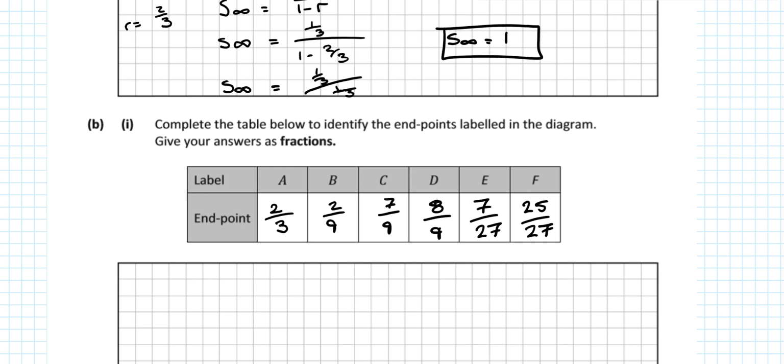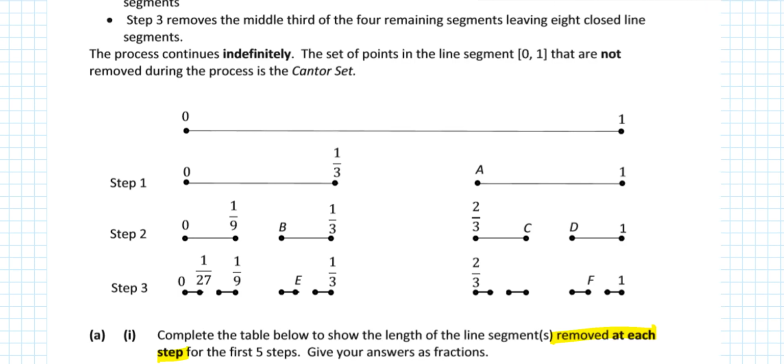Okay, next question then. Complete the table below to identify the endpoints labelled in the diagram. So I want to identify A, B, C, D, E, and F. So kind of what I've talked about already. If this is 1/3, this would be 2/3. So A is 2/3. What about B? 1/9, 2/9, 3/9, 4/9, 5/9, 6/9, 7/9, 8/9. So C is 7/9.